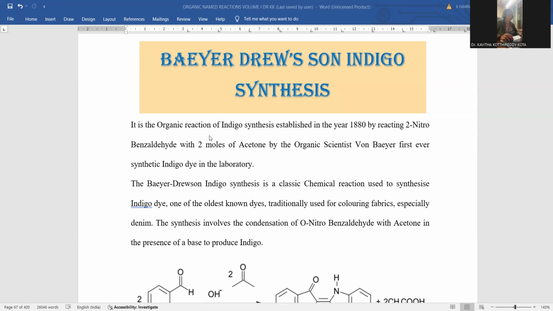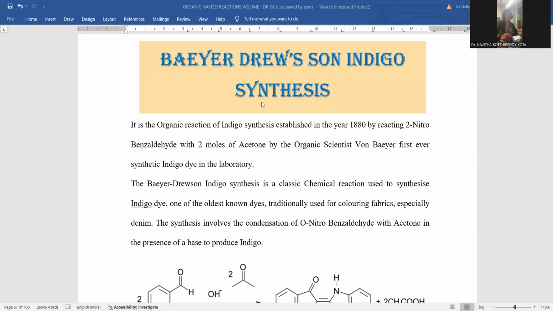In continuation to the earlier session, we are discussing various organic named reactions which are available on the channel called the World of Competitive Chemistry. This is the concept we are retrieving from the textbook of organic named reactions, which is written by Dr. Kavitha Kotthireddy Kota.